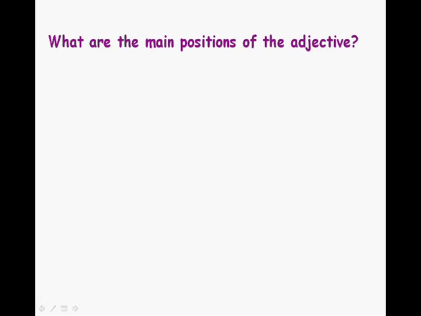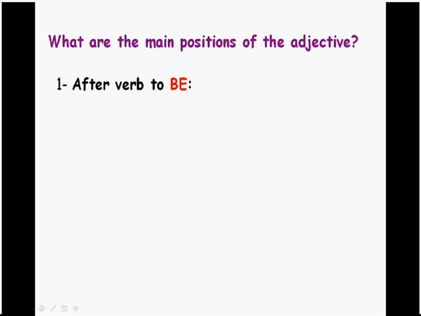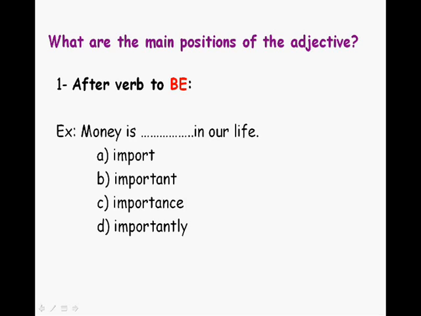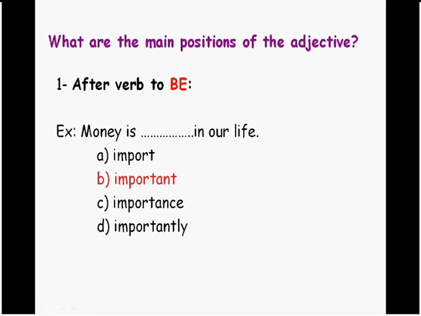Now, what are the main positions of the adjective? Or, as we said before, where to put the adjective in the sentence? After verb to be. For example, money is important in our life. So here, verb to be is the word is. Which word is the adjective? Is it import, important, importance, importantly? By now you will know that. Very good. It's important. So it will be, money is important in our life.